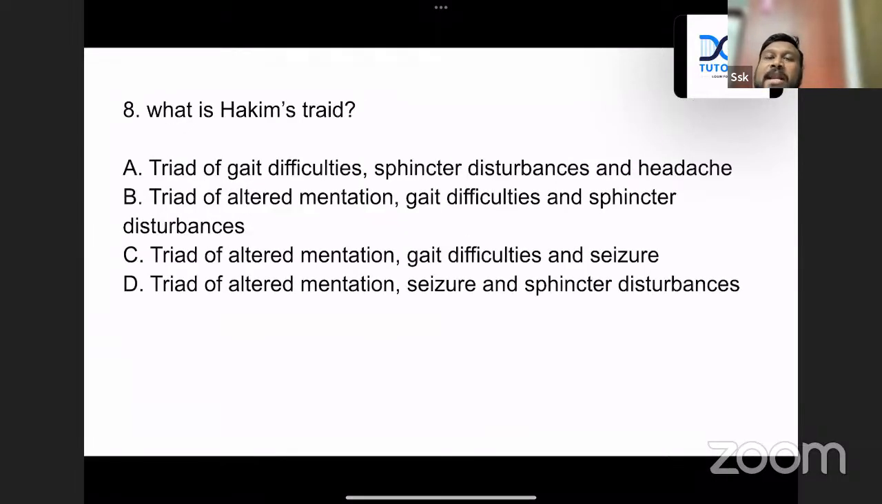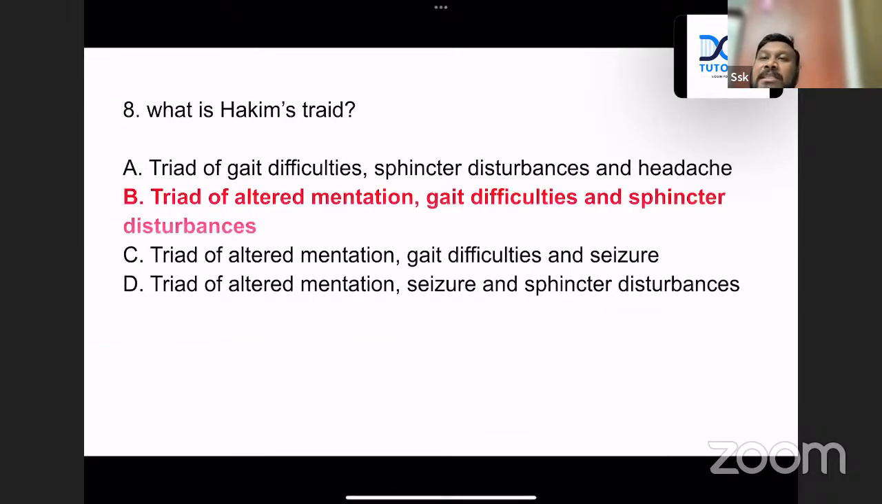So what is Hakim-Adams triad? Like I told you, the Hakim-Adams triad will always be altered mentation, that is dementia, gait difficulties, and sphincter disturbances, that is urinary incontinence. So in any form, if they ask, you're going to answer it right.